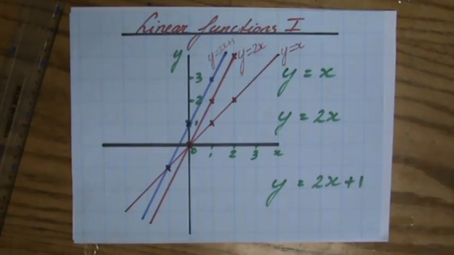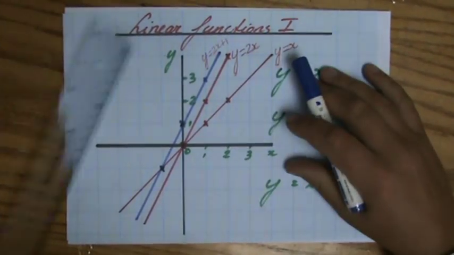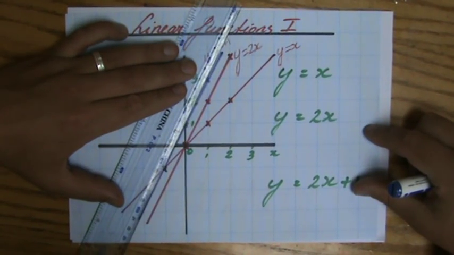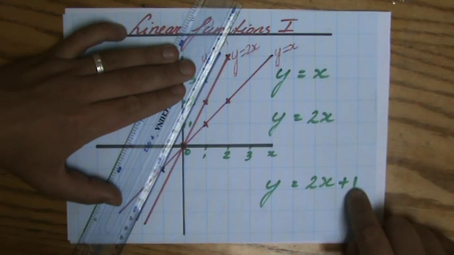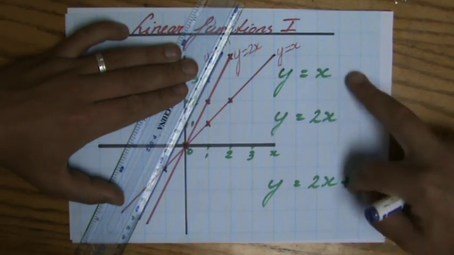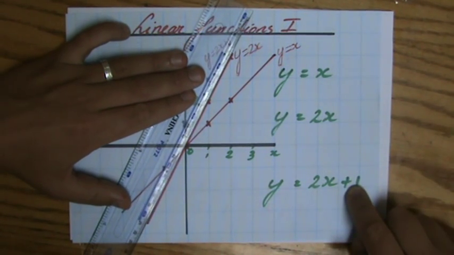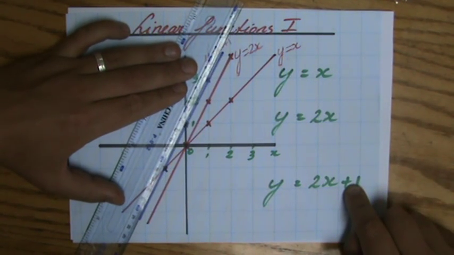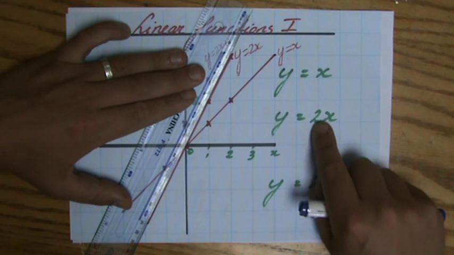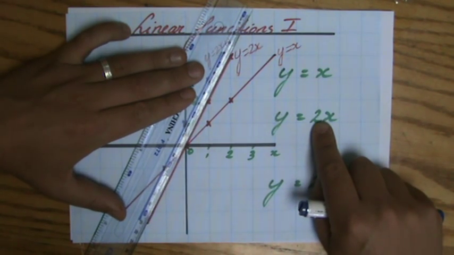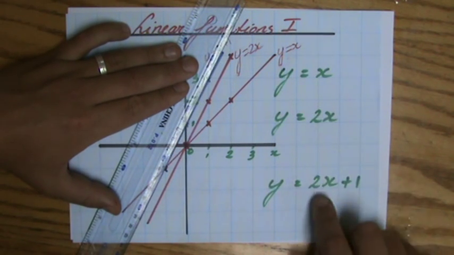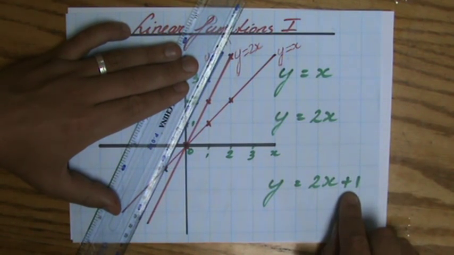And then again, what do I notice when I look at the blue line? Well, the blue line doesn't go through the origin anymore. No, it goes through the point y is 1, while the other two lines went through the point where y is 0. And the second thing I notice is that this second line, y equals 2x, is parallel, is equally as steep as the line y equals 2x plus 1.